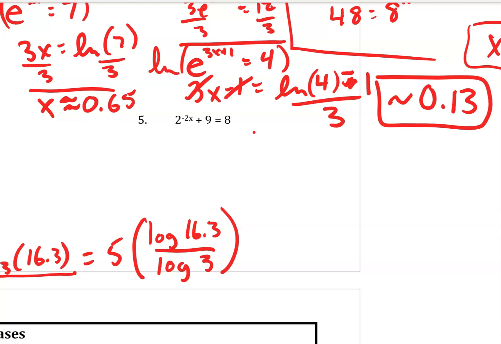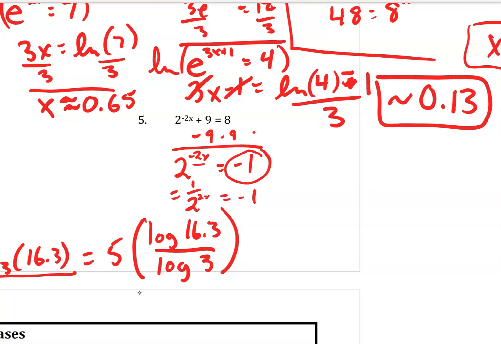Problem number 5, you're going to subtract 9 from each side. 2 to the negative 2x equals negative 1. A positive number 2 raised to some power equals negative 1. How would that be possible? Even though it's a negative exponent, we know that that really just means 1 over 2 to the positive 2x equals negative 1. So we cannot have an output that is negative. So for this one, no solution.